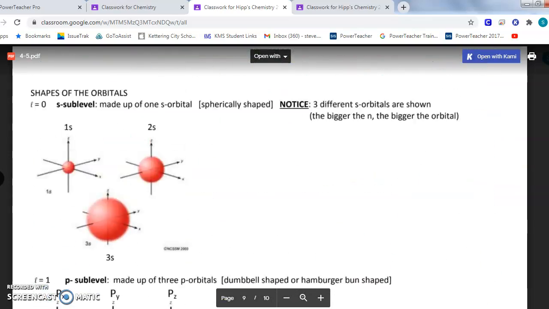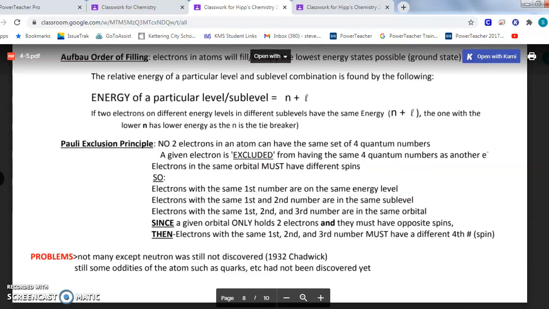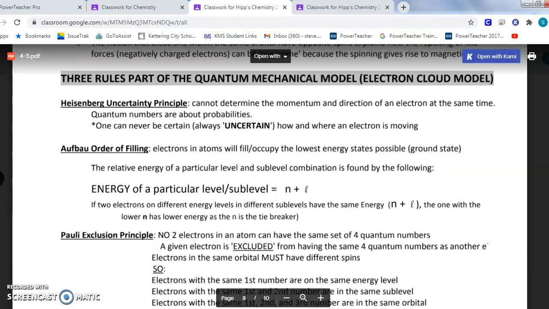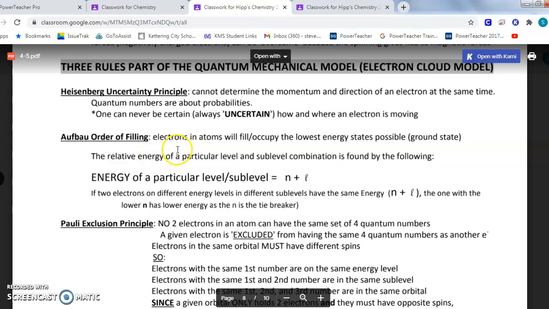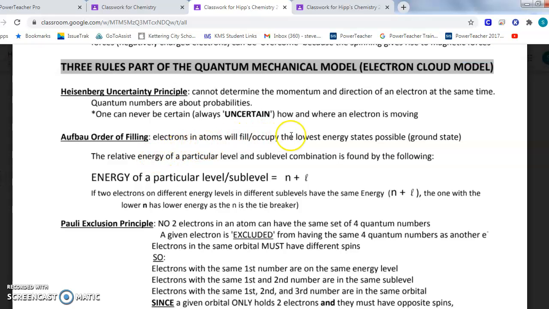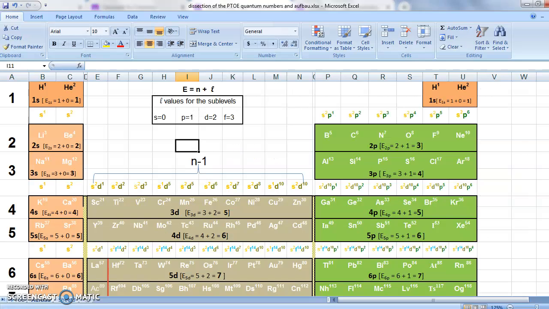Aufbau's order of filling. Here it is. The lowest energy level, sublevels, get filled first. You start from the bottom and you move up. How do you know the energy of a level, sublevel? You add the first number and the second number. And the lower totals get filled first.